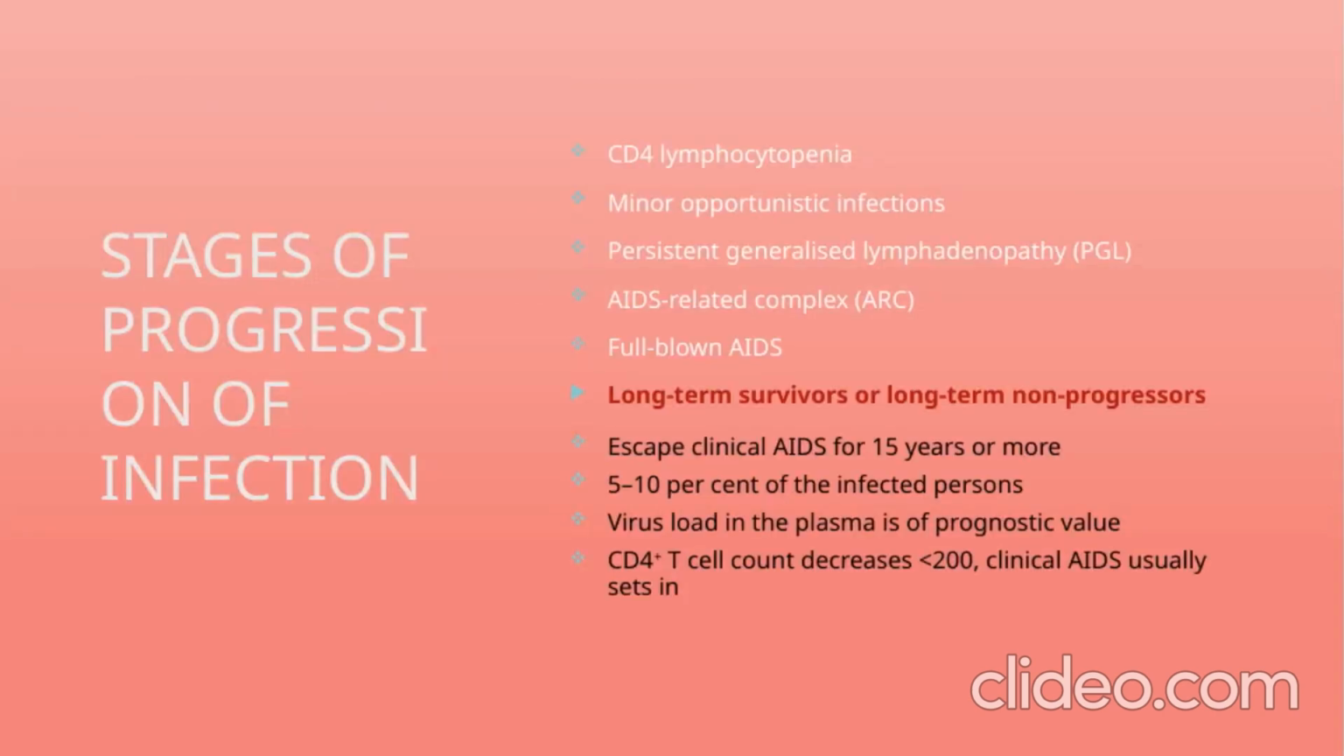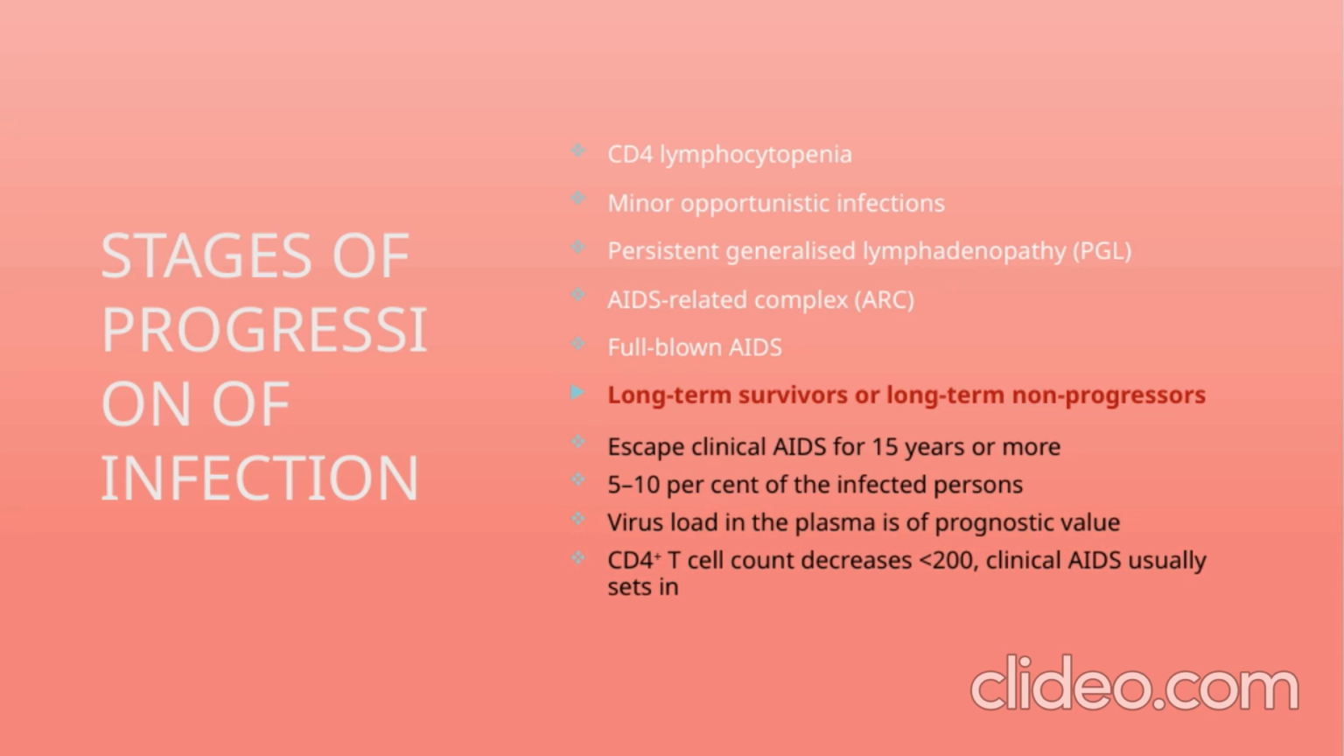Let's take a closer look at the progression of HIV infection and its stages. Initially, we see CD4 lymphocytopenia, which means a decrease in CD4 T cells, a critical part of our immune system. During this phase, minor opportunistic infections may start to appear, signaling that the immune system is weakening. Persistent generalized lymphadenopathy, or PGL, is another early sign, where enlarged lymph nodes are spread throughout the body. Some individuals may experience what we call AIDS-related complex, or ARC, which includes symptoms like fever, weight loss, and fatigue, but not yet full-blown AIDS.